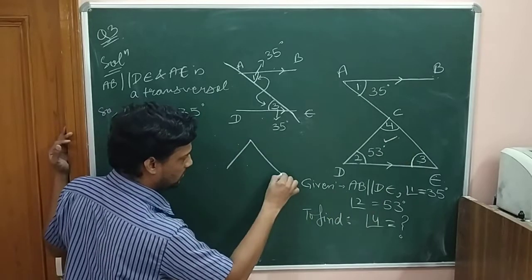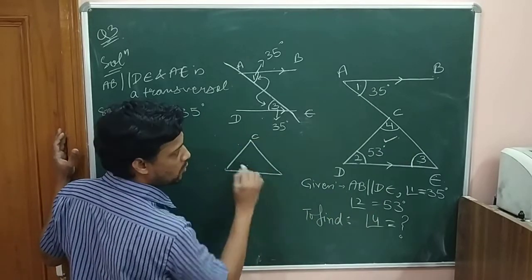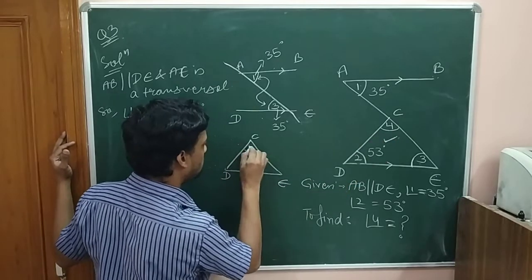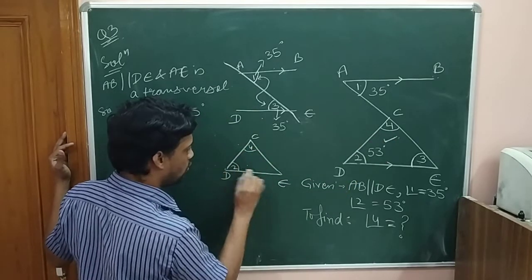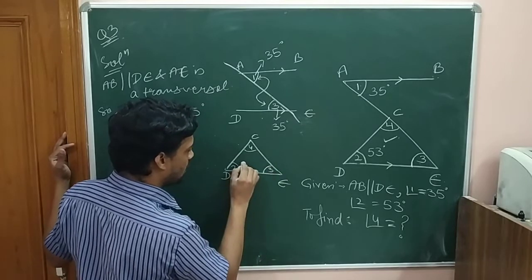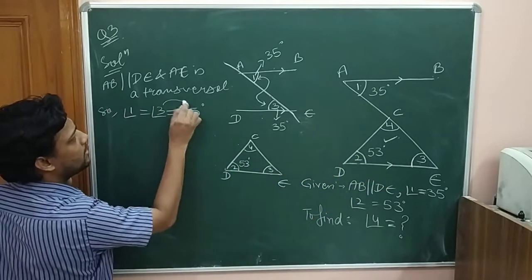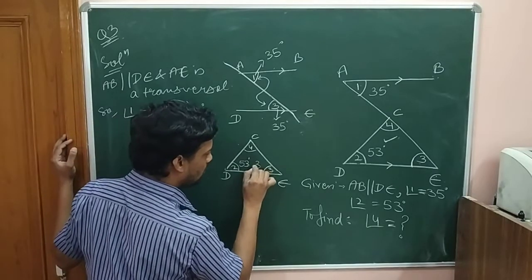Now the next diagram. Now the lower one, the triangle only. There is point C, point B, point E, and this angle is 4. This angle is 2. This angle is 3. This angle is 53 degrees, given. What is angle 3? We have already found angle 3 is 35 degrees.